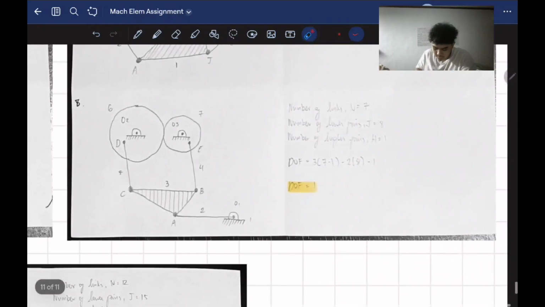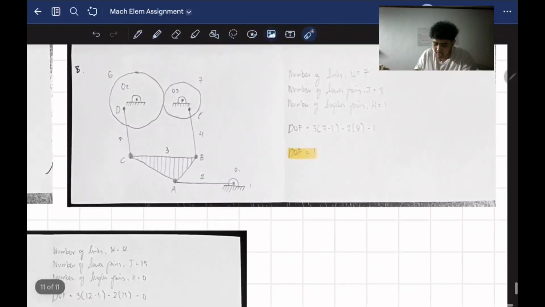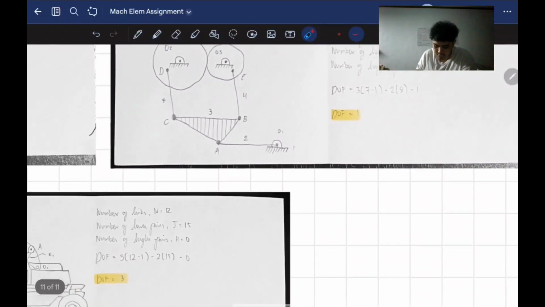For number 8, we have a total of 7 links as seen here. And then for the number of lower pairs, we have up until letter E, which is 5. We add O1, O2, and O3, so that sums up to 8 lower pairs. And then we can see here gears that are point touching. It is a point contact, so that gives us 1 higher pair. With that, we can solve that the degree of freedom using Grubler's equation is just 1.